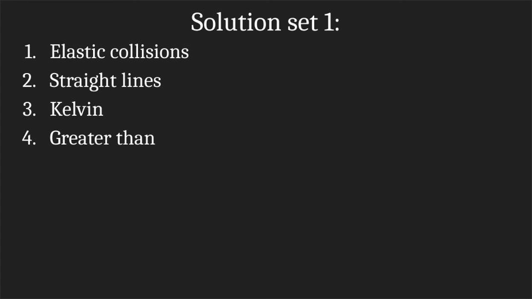So the answers are as follows. According to kinetic molecular theory, when ideal gases collide, they will have elastic collisions. Gas particles will move in a straight line. The speed of the gas is proportional to the temperature measured in Kelvin, and the distance between gas particles is greater than the size of the gas particles themselves. Hopefully you got these, and we're going to move on to the second set of practice questions.